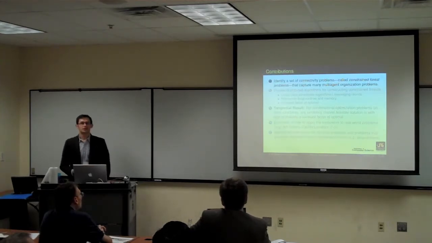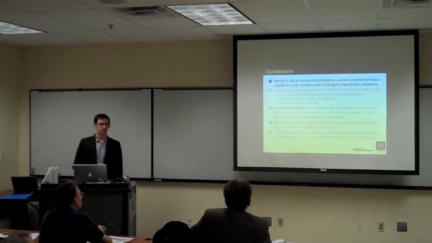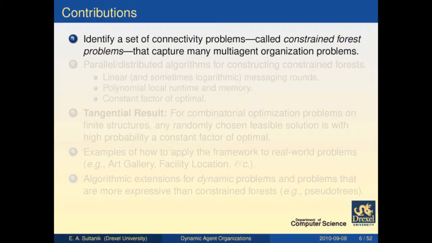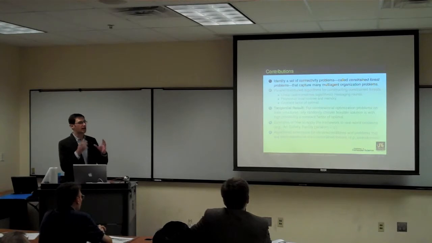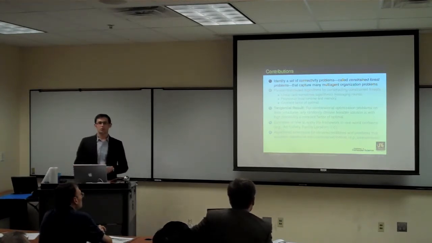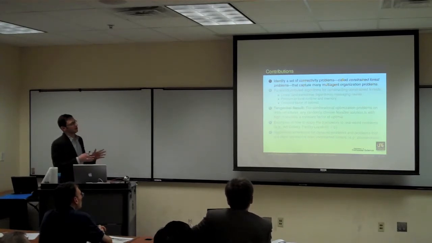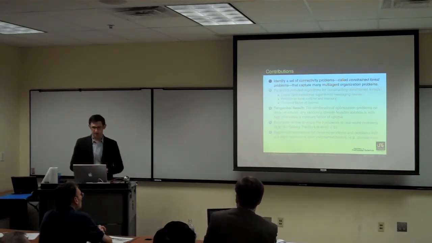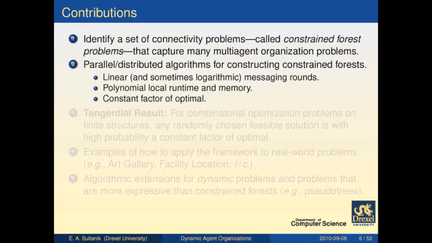So some of the contributions of the work include identifying a set of connectivity problems, which are called constraint forest problems, that capture many of these multi-agent organization problems. So we can have these sort of high-level multi-agent organization problems, and I'm arguing that a large portion of them actually map to connectivity problems. We give parallel and distributed algorithms for solving these problems, and we have good bounds on their runtime and optimality.